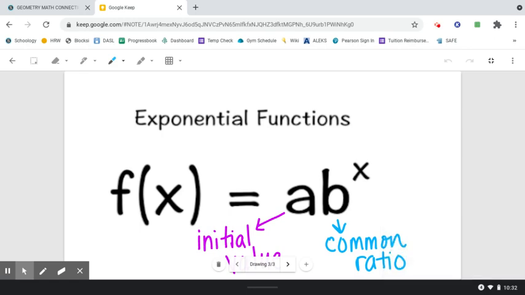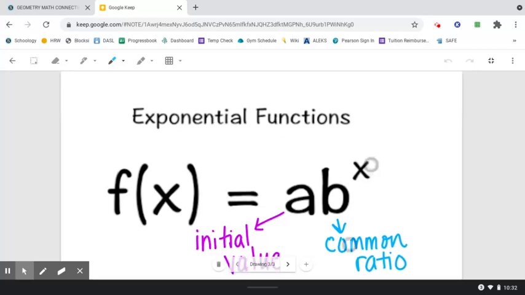Hey guys, it's Mrs. Ott here, and I'm here to talk to you about writing the equations of these exponential functions that we've been talking about, given some information, given a word problem. So first, before we really get into the word problems, I want to just remind you of the basic exponential function equation that we follow, and what the different letters represent.